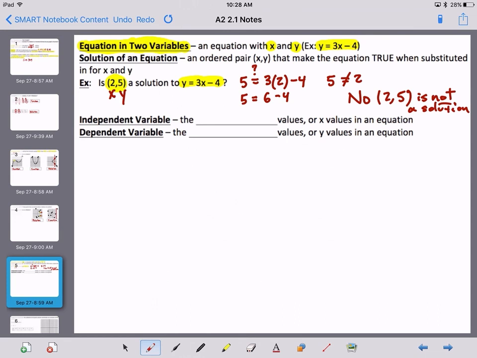One more thing that we will mention from time to time are these things called independent and dependent variables. The independent variable is your x values in an equation, which remember we called our input values. So independent is input, and dependent is your y's, those are your output values. Alright, so let's look at some graphing of these functions.